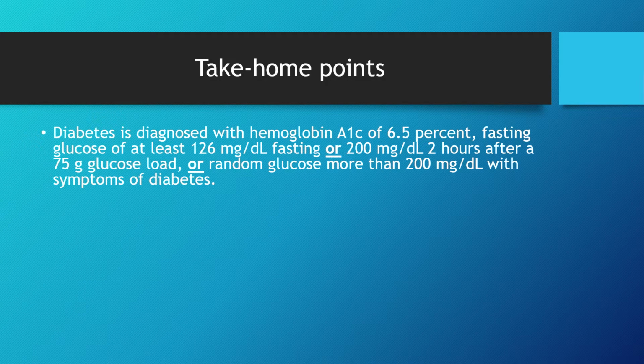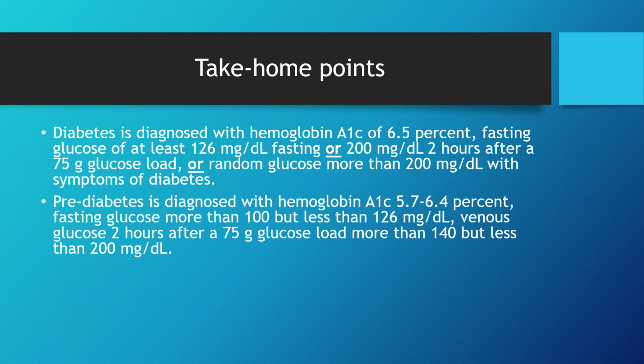As for prediabetes, it is diagnosed with a hemoglobin A1C between 5.7 and 6.4%, fasting glucose more than 100 but less than 126, venous glucose 2 hours after a 75-gram glucose load more than 140 but less than 200. And by the way, these criteria all apply to a venous sample of glucose. They do not apply to a finger stick glucose that you check on any machine, because a machine might not be accurate. We're talking about venous samples.